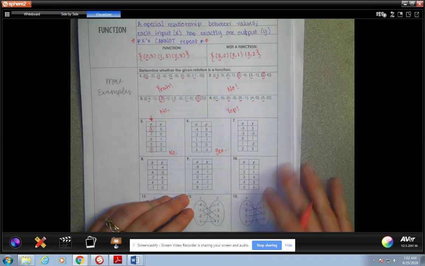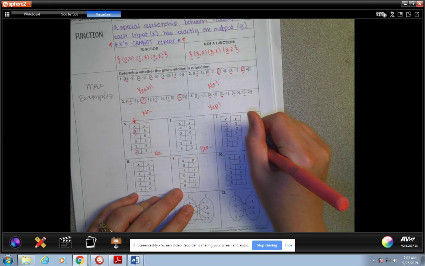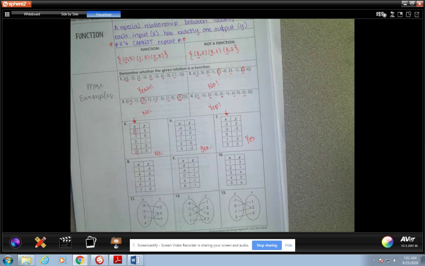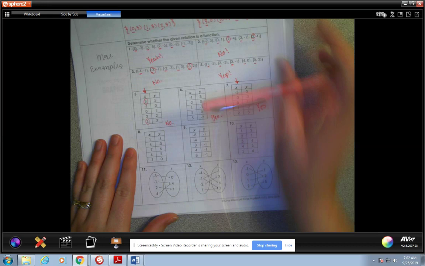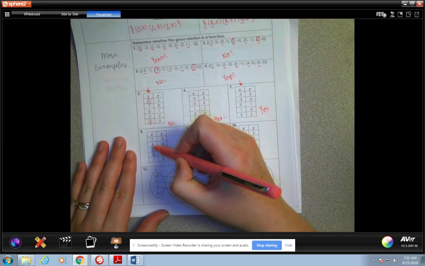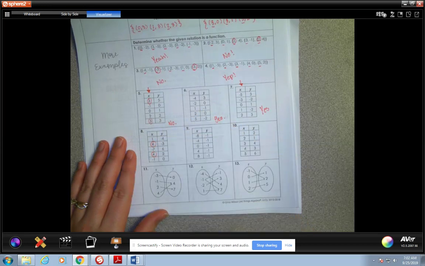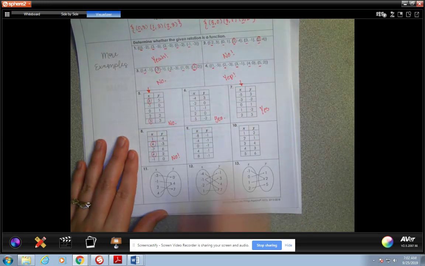Now looking at number 7, I have -5, -3, 0, 1, 2. Yes, a function. Remember, I'm only looking at that x column. Those y's can repeat as much as they want, but we can only have one x value. Looking at number 8, I have a 1, a 4, a -7, and a 4 again. Because these 4's are the same number, they repeat. This is not a function.